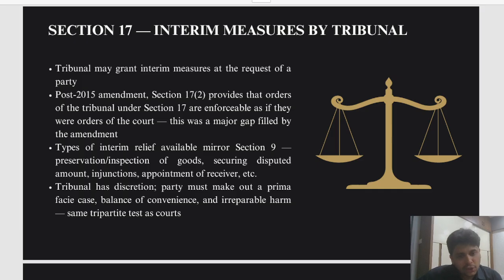Now, the tribunal has discretion. That is, parties may make out a prima facie case, balance of convenience, and irreparable loss. This is again a tripartite test, as it is important when it comes to judicial hearings as well. So, to get an injunction, these are again the three very important elements: prima facie case, balance of convenience, and irreparable loss to the party. These three factors are very important to prove before the authorities. Then only specific interim reliefs and interim measures can be asked for.